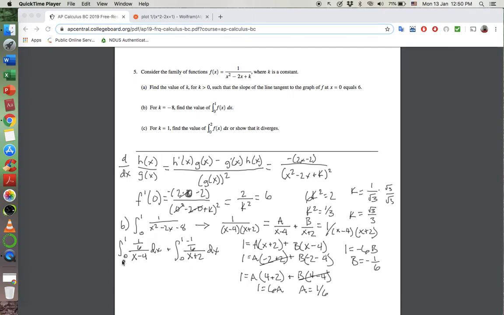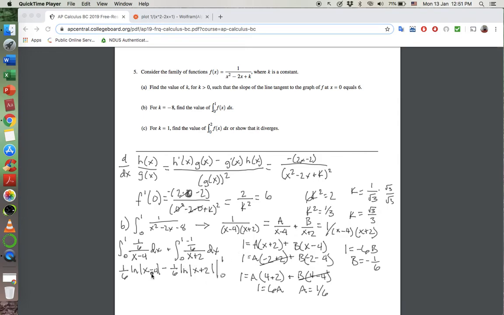And so we can just take the natural log of both sides and we can find the integral there. So we've got 1/6 log absolute value, remember, of x minus 4. There's our first term. And then we're going to subtract from that because of our negative sign here. We'll subtract 1/6 times the natural log of, remember again, the absolute value, x plus 2. And then we're going to evaluate from 0 to 1.